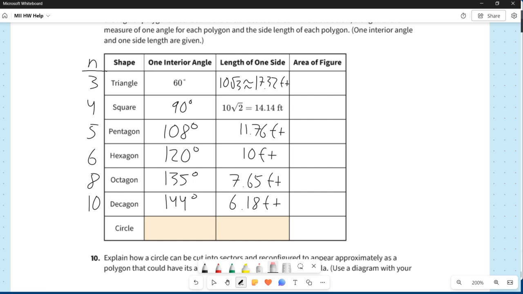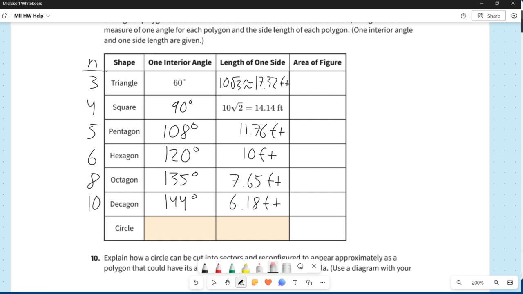Also, the length of one side, 17.3, 14.1, 11.7, 10, 7.6, 6.18, it's certainly decreasing. And again, think about what would happen with 100 sides, with 1,000 sides, with 1,000,000 sides. How small is it going to get? So something to think about.